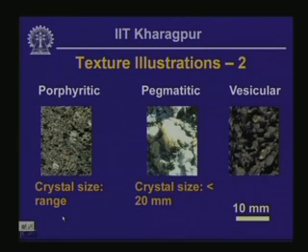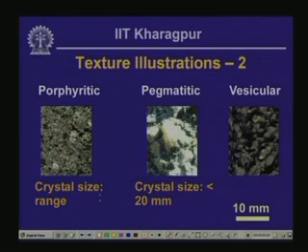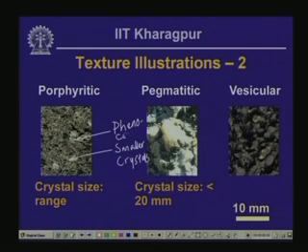Porphyritic texture can have a very large range of crystal sizes, and here you can see that a large proportion is composed of smaller crystals, and there are a few large crystals in the mass, and these things are called phenocrysts. Then you could have pegmatitic structure.